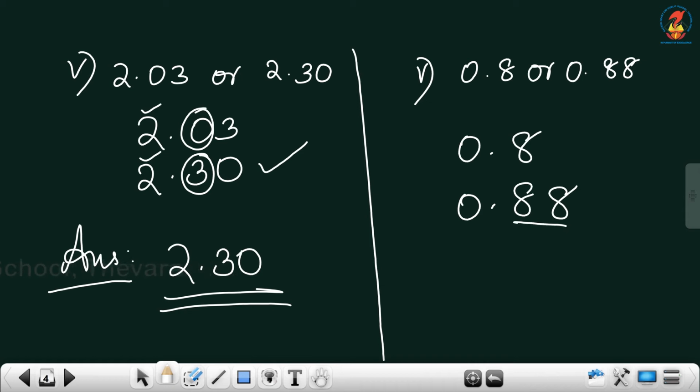Here 2 digits are there, so we have to make 2 digits here also. So what will you do? Just give a 0 here. So we converted the unlike decimals into like decimals. If they are like decimals, you start looking from the whole number part. Here it is 0, here also 0, both are same. Here it is 8, here also 8, both are same.